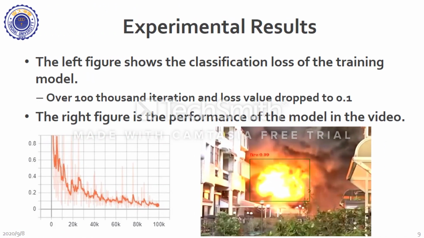Moving to the experimental results. We trained the flame and smoke pictures after labeling. The left figure shows the classification loss of the training model, over 100,000 iterations, and the loss value dropped to 0.1. The right figure is the performance of the model in the video. It can be seen from the right picture that the model predicts the fire with 0.99 accuracy.